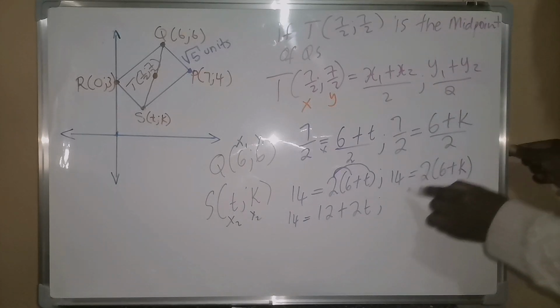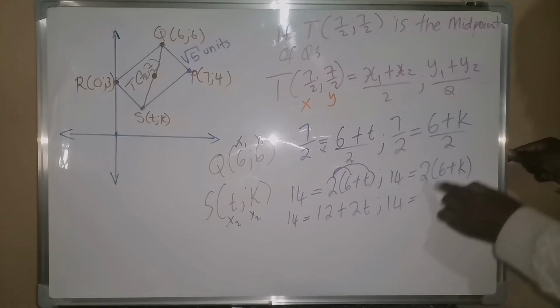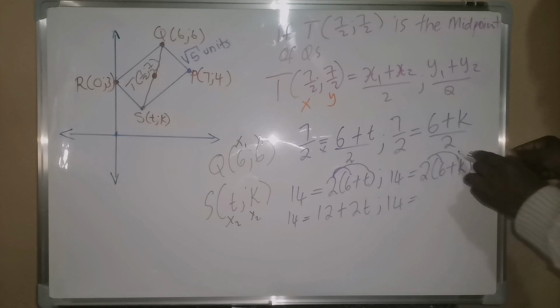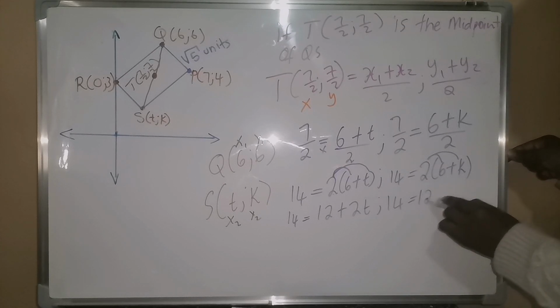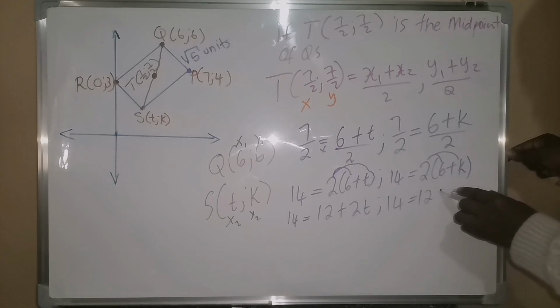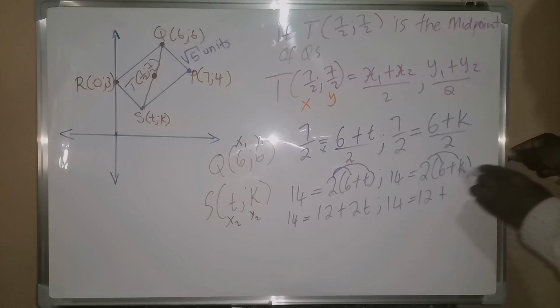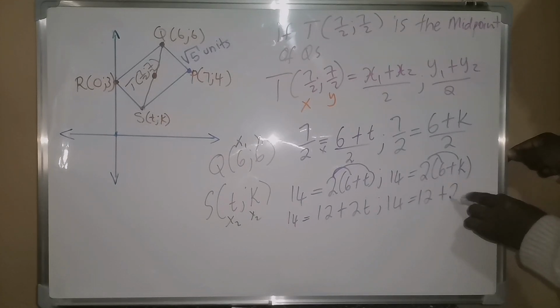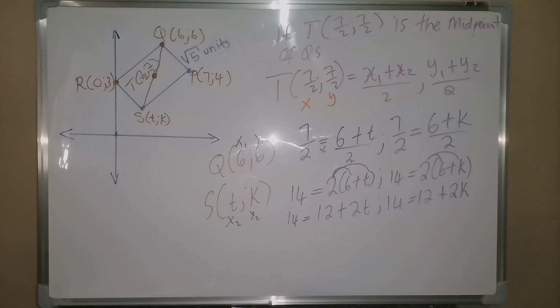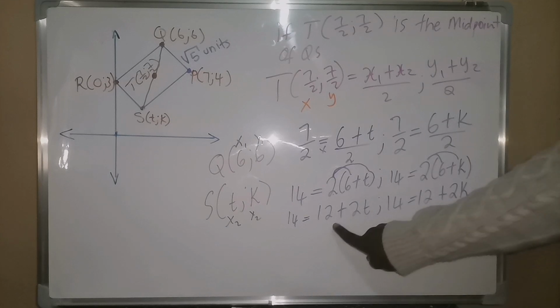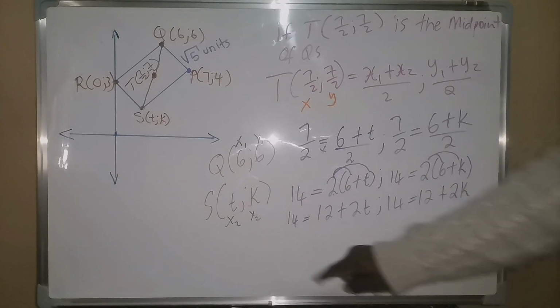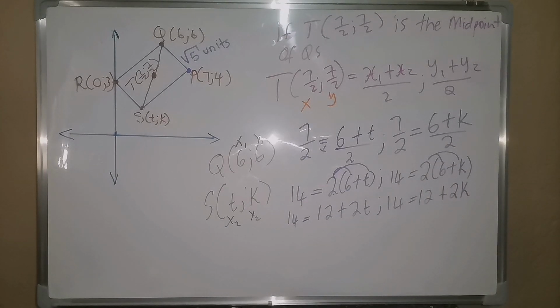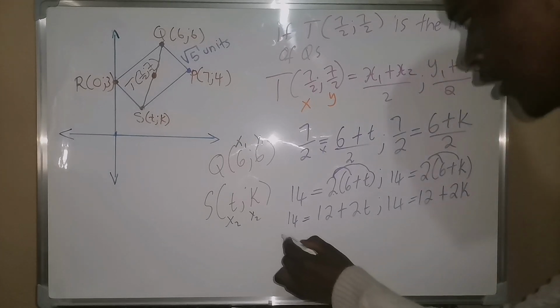On this side, 14 equals 12. We get 2 times 6, 2 times k. 2 times 6 is 12, plus 2 times k is 2k. I hope you can see it, guys. Then now I'm going to transpose 12 to the left.